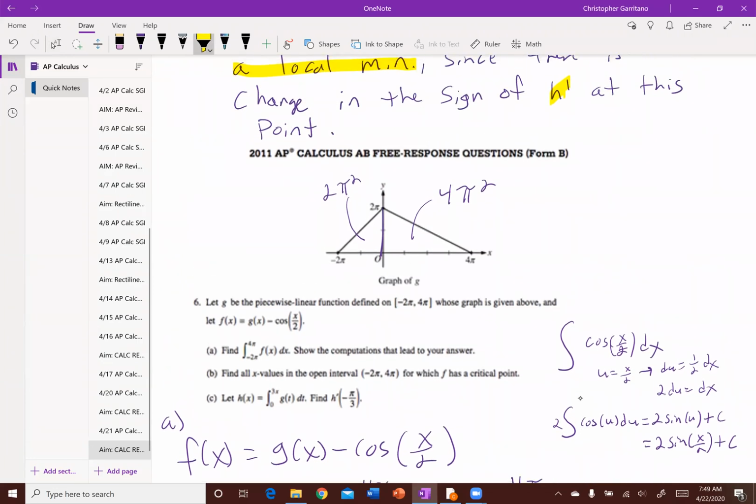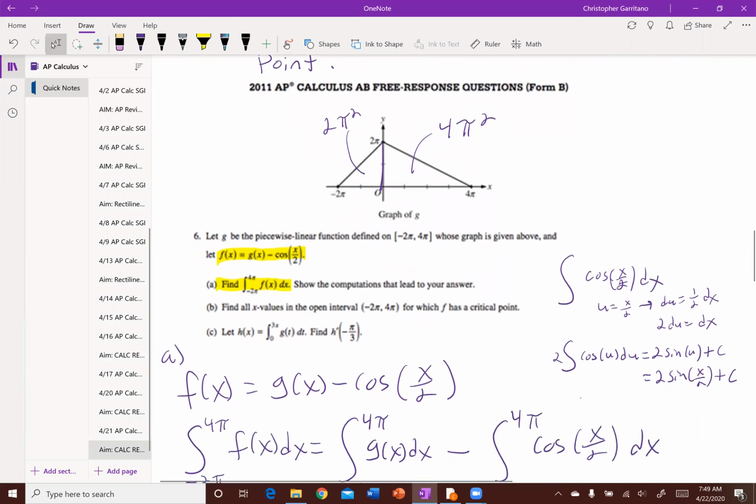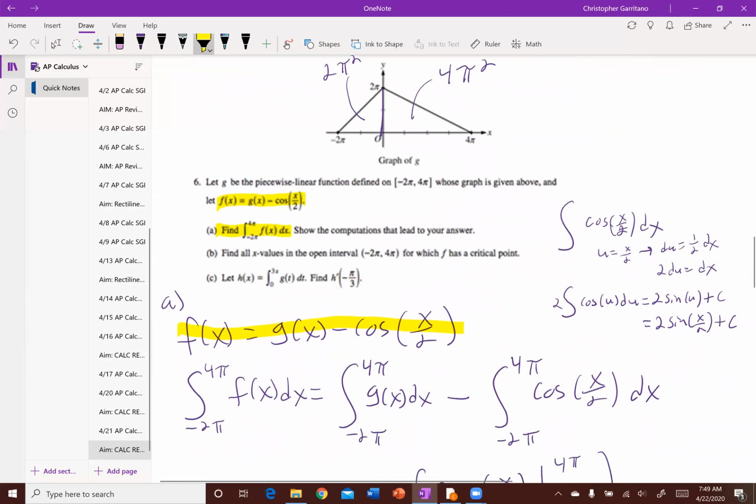So we wanna find this integral and of course show the computations. Well, we are told that f of x is equal to g of x minus cosine of x over 2. So I just rewrote that here. And then I applied the integral that we're trying to find. So if we're integrating f of x dx, that's equivalent to saying that we're integrating g of x dx minus the integral of cosine of x over 2 dx.